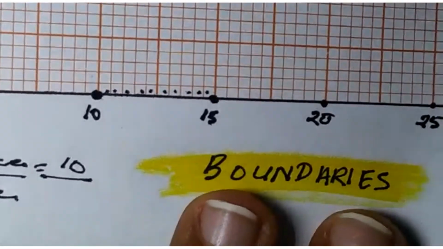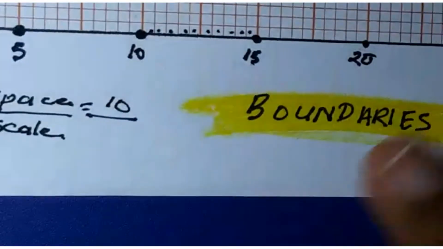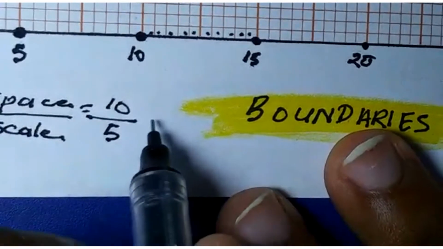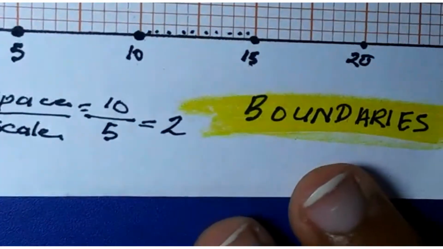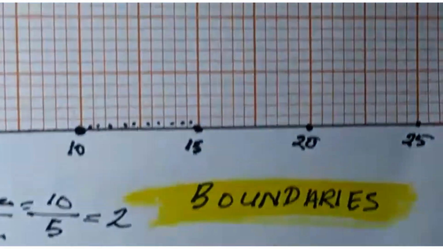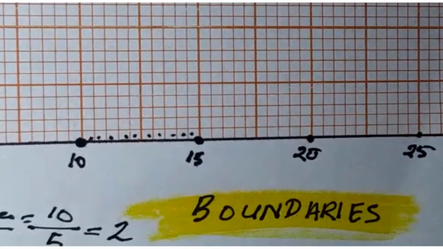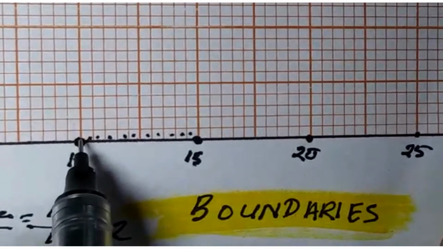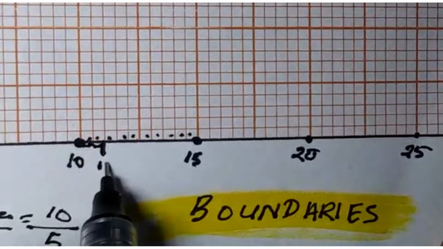It's all the way over here. See there? 5. So dividing the 10 by the 5, it's telling me 5 into 10 goes 2 times. So what this is telling me is that every 2 little spaces is worth 1. So from 10, count 2 spaces with me. 1, 2. So this is going to be 11.